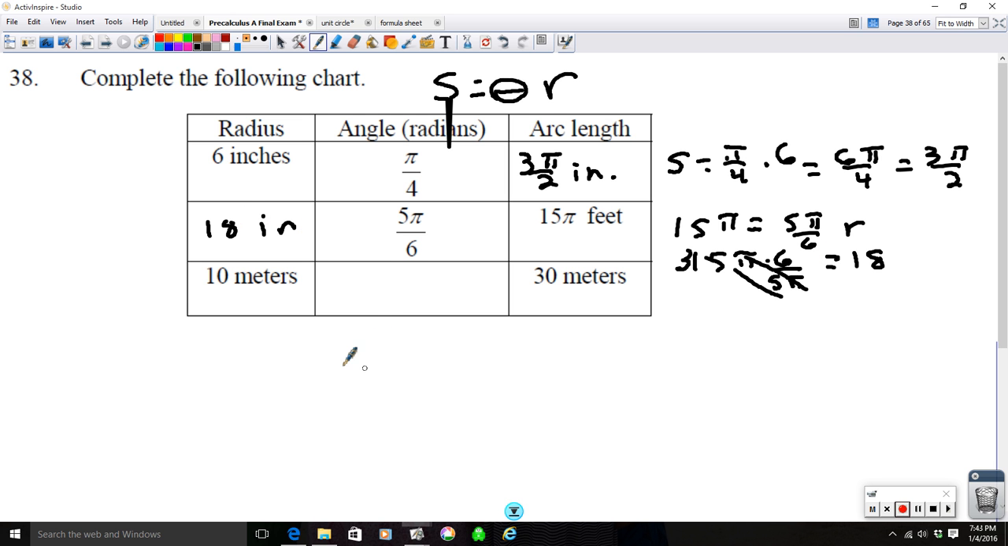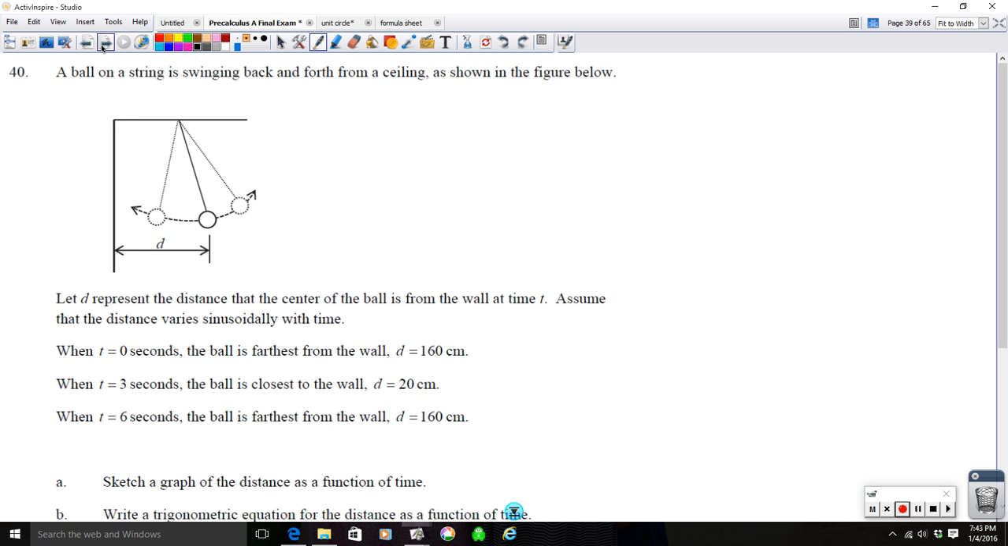Finally, S, which is 30, is going to be equal to the angle times the radius of 10. If you solve that, divide by 10. Our angle in radians is going to be 3 radians. So that was a nice, quick, easy problem. These are not so quick and easy because these are all the word problems.